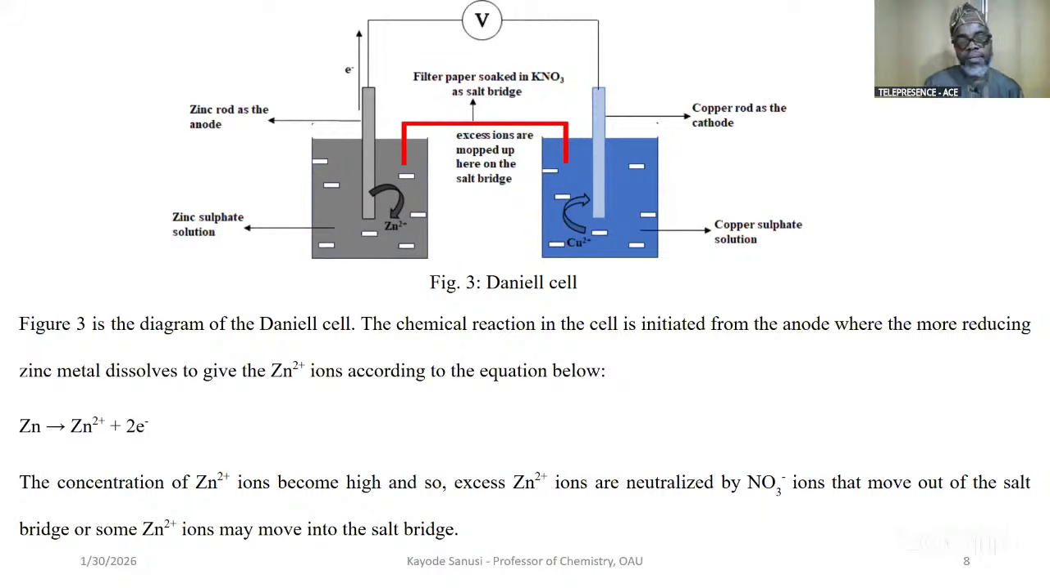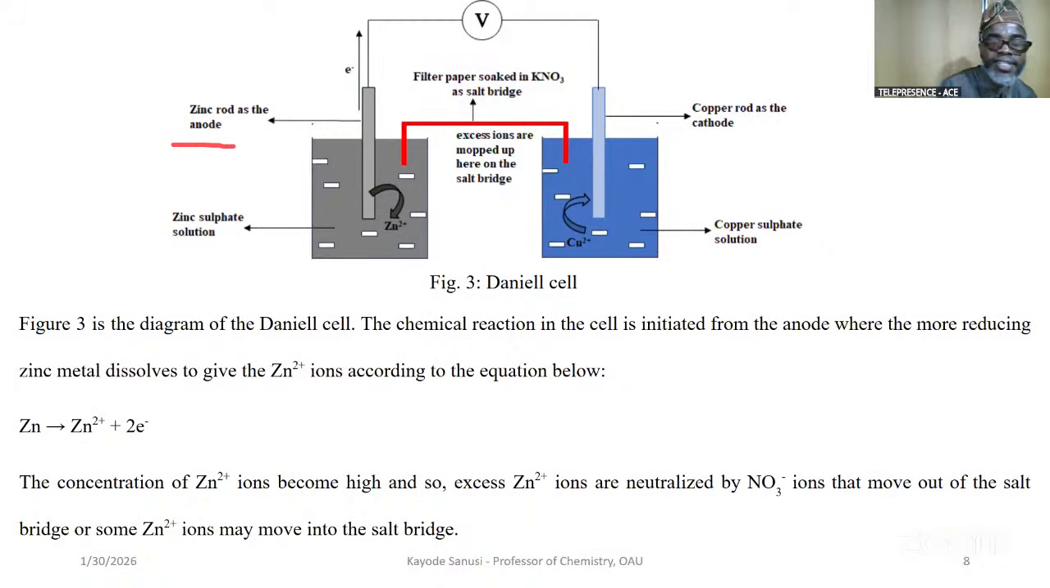What is it made up of? It is made of two electrodes. One electrode is a zinc rod, and that is the anode, dipped in a zinc sulfate solution, which is the electrolyte for that side. On the other side, you have a copper rod as the electrode, and a copper sulfate solution as the electrolyte.